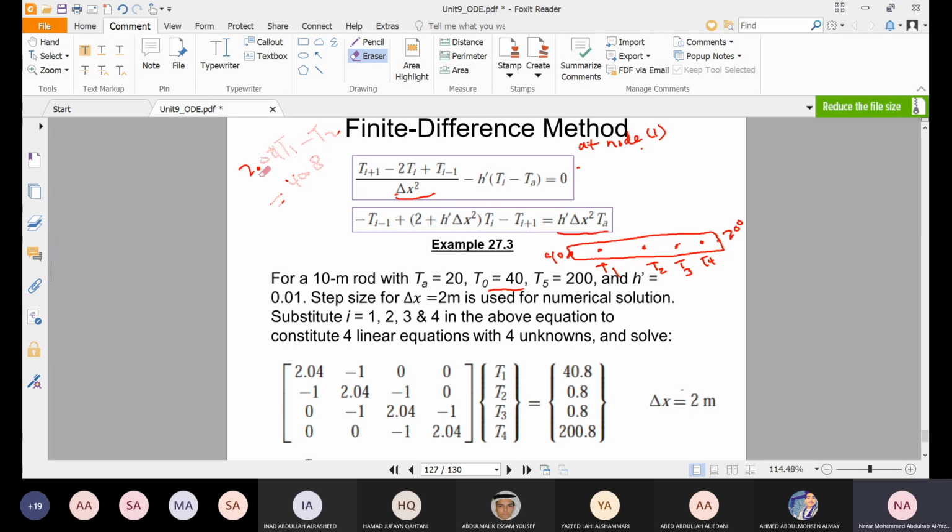Anything I need to repeat? I will type the other equation. After that, you complete this one. So at node 2 here, at node 2.